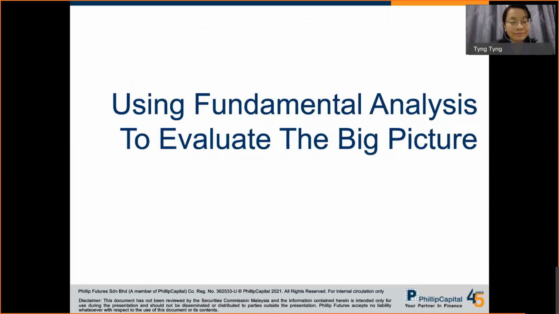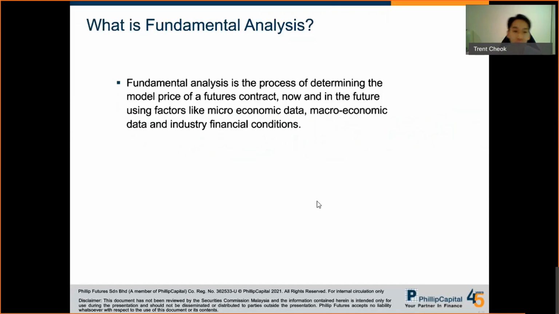So then we'll proceed to the second subtopic of the presentation, which is on fundamental analysis. The main purpose of this subtopic will be to teach you how to use fundamental analysis effectively to evaluate the overall direction of the market. Just a brief introduction, what is fundamental analysis, for some of you who may have just started trading and are not familiar with it. Basically, fundamental analysis is a process of determining a model price of a futures contract using three elements, which are microeconomic data, macroeconomic data, and also industrial financial condition. This is a general definition only.